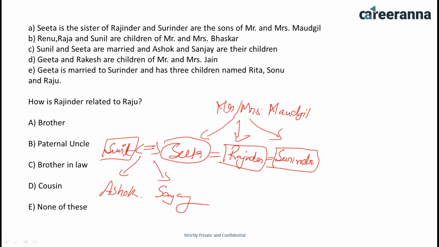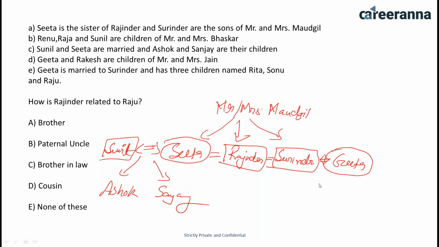Now the next clue is related to Ashok, Sanjay, Sunil, Sita, Rajendra or Surendra. Geeta and Rakesh are the children, but we don't know who Geeta and Rakesh are yet. Now Geeta is married to Surendra, so you can say she is married to Surendra. For this we need some space here. Give me 1 minute. Okay, so here is going to be Geeta. She is the wife of Surendra.